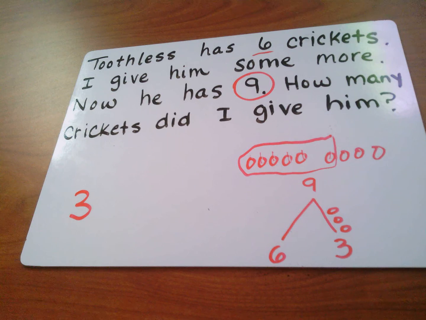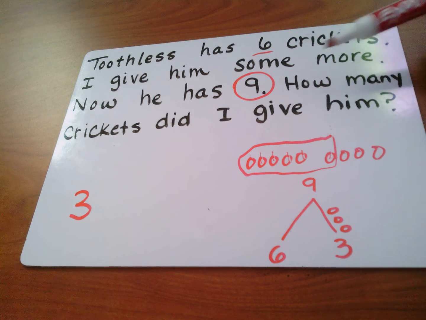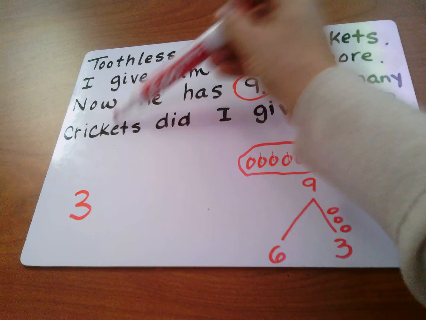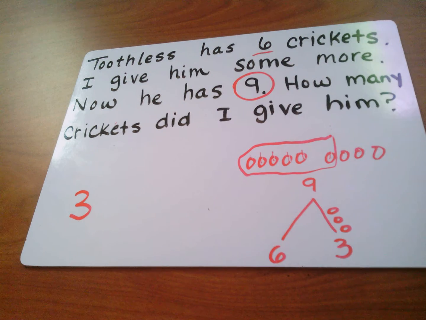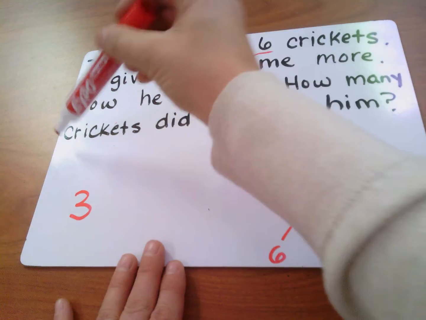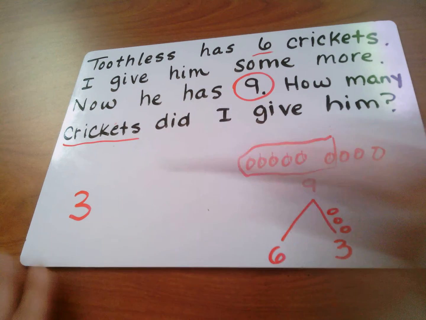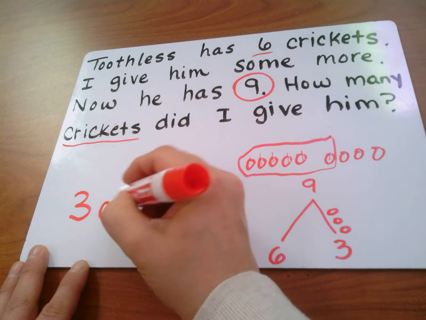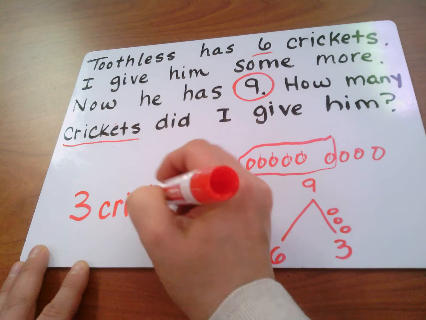Does anyone know what the label is? Let's go back and look at the question. How many crickets did I give him? 3 crickets is what we're talking about. So I need to make sure I spell it correctly because it's right there in the story problem for me.